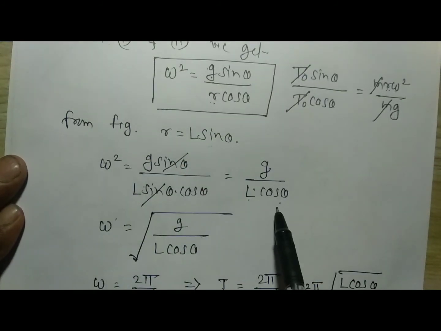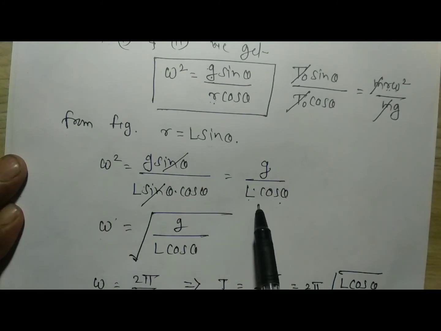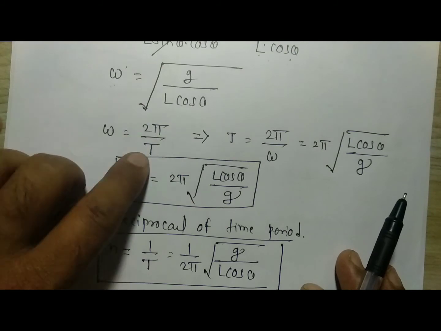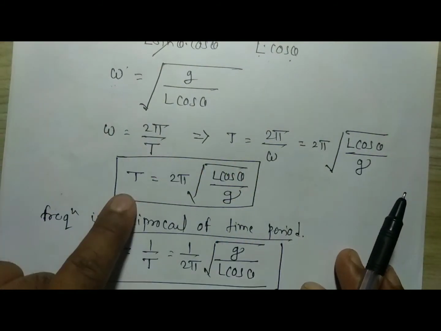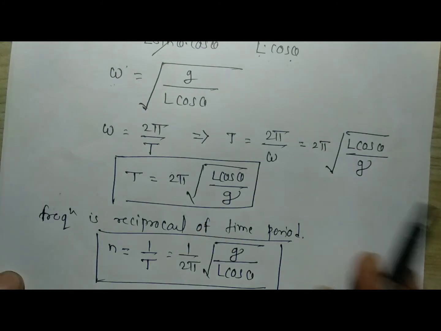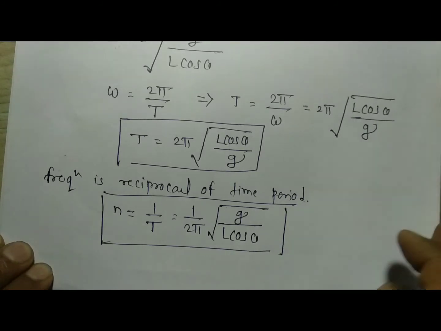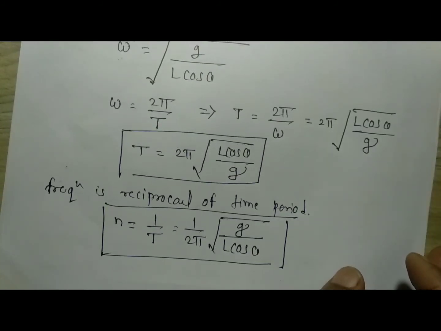you will get omega square is equal to g divided by L cos theta, and therefore omega is equal to the square root of g divided by L cos theta. The time period is equal to 2 pi divided by omega, and you will get T is equal to 2 pi square root of L cos theta divided by g. Frequency is nothing but the reciprocal of the time period, so n is equal to 1 divided by T, which is 1 divided by 2 pi times the square root of g divided by L cos theta. And right now you have the considerations of this conical pendulum.